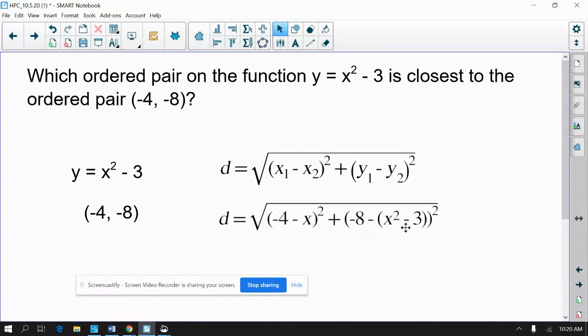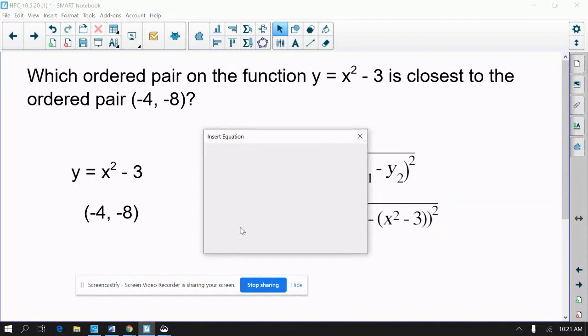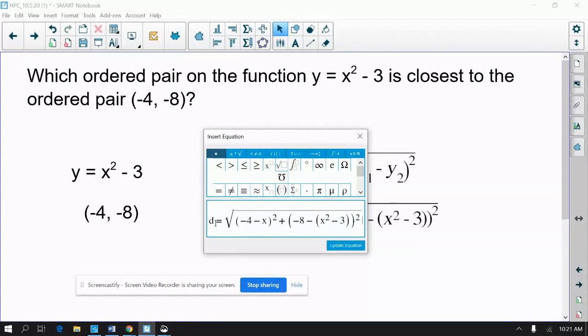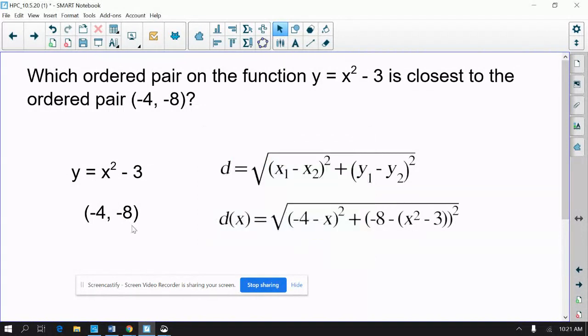Now, check this out. This expression on the right here, it all depends on one thing. It depends on x. That's the only variable on the entire right side. So that means I get to change d into, it's actually a function, so I could just call it d of x. So the distance between this point and any point on here will depend on x. And I'm going to graph this and find the smallest possible value.